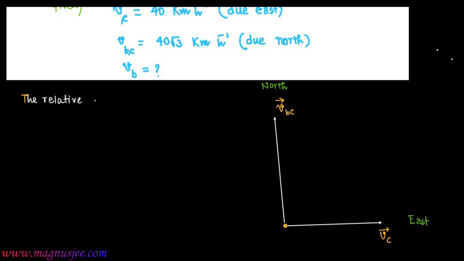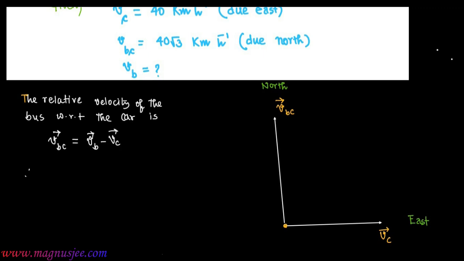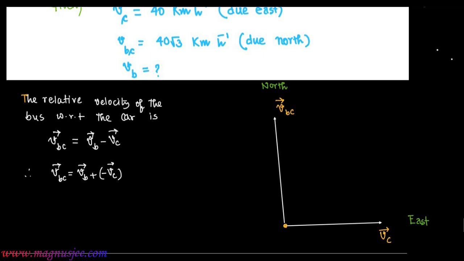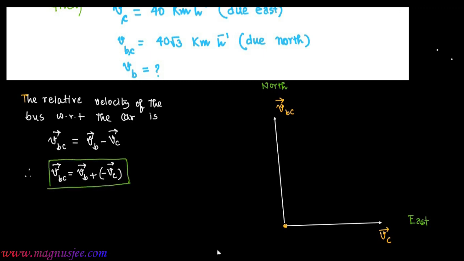The relative velocity of the bus with respect to the car is given by vector Vbc equal to vector Vb minus vector Vc. Therefore, vector Vbc equals vector Vb plus, under bracket, minus vector Vc. That means to find vector Vbc, we have to subtract the velocity of the car from the velocity of the bus.